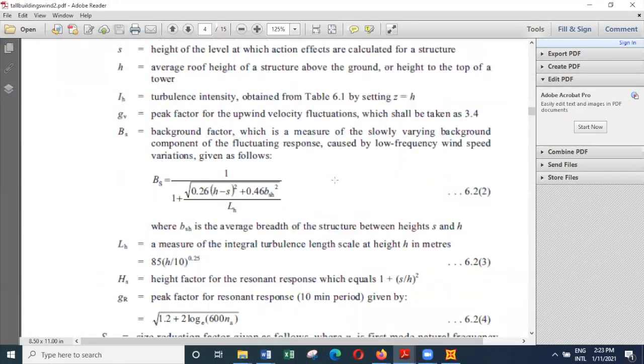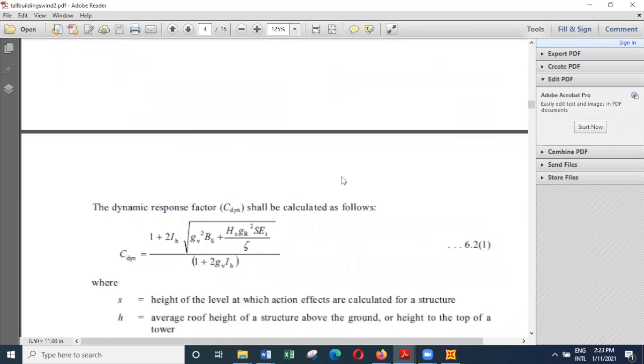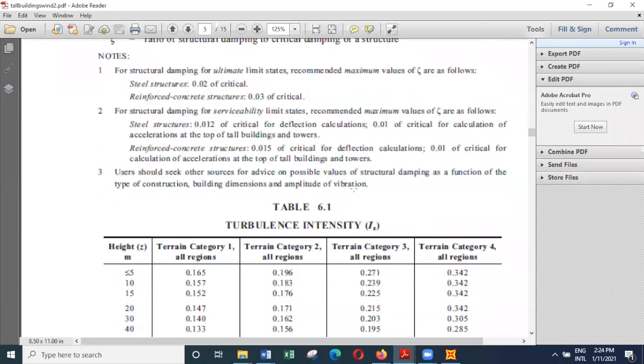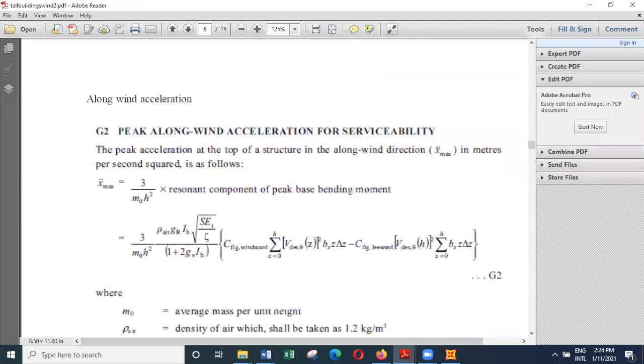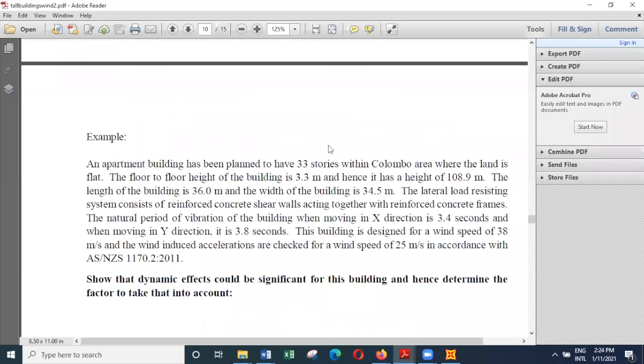Okay, right. So first we'll see how to calculate the C dynamic factor. We'll take this example. This is an apartment building having 33 stories. Floor to floor height is 3.3 meters. Total height of the building is 108.9.